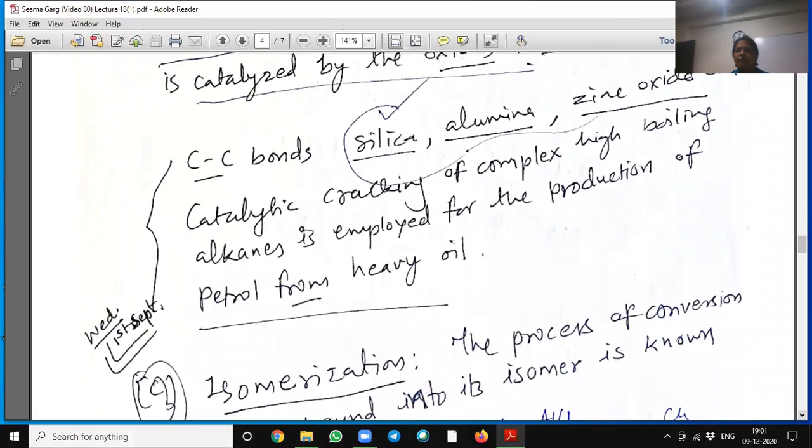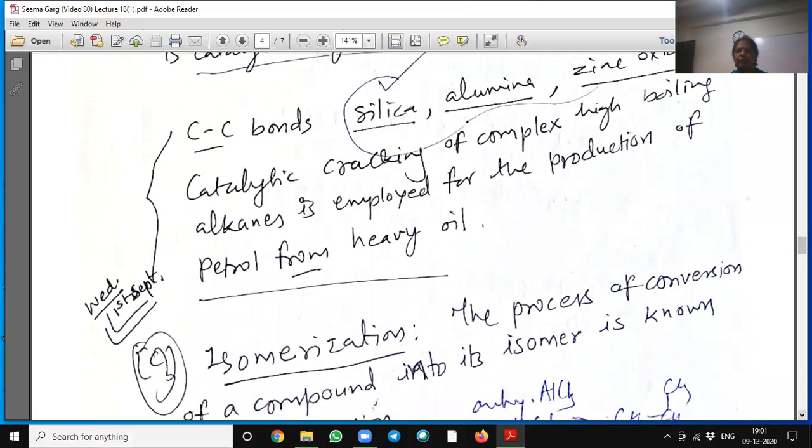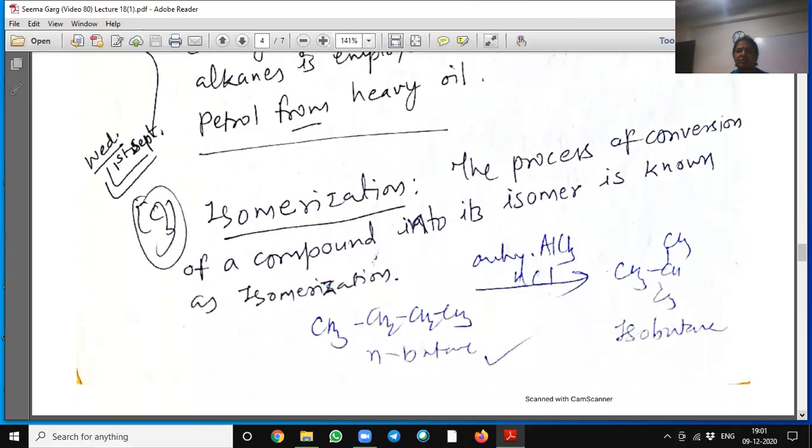Catalytic cracking of complex high boiling alkanes is employed for the production of petrol from heavy oil. So it is a very useful reaction, pyrolysis and cracking. It is used in the petroleum industry. Isomerization. Isomerization is also used in the petroleum industry. The process of conversion of a compound into its isomer is called isomerization.